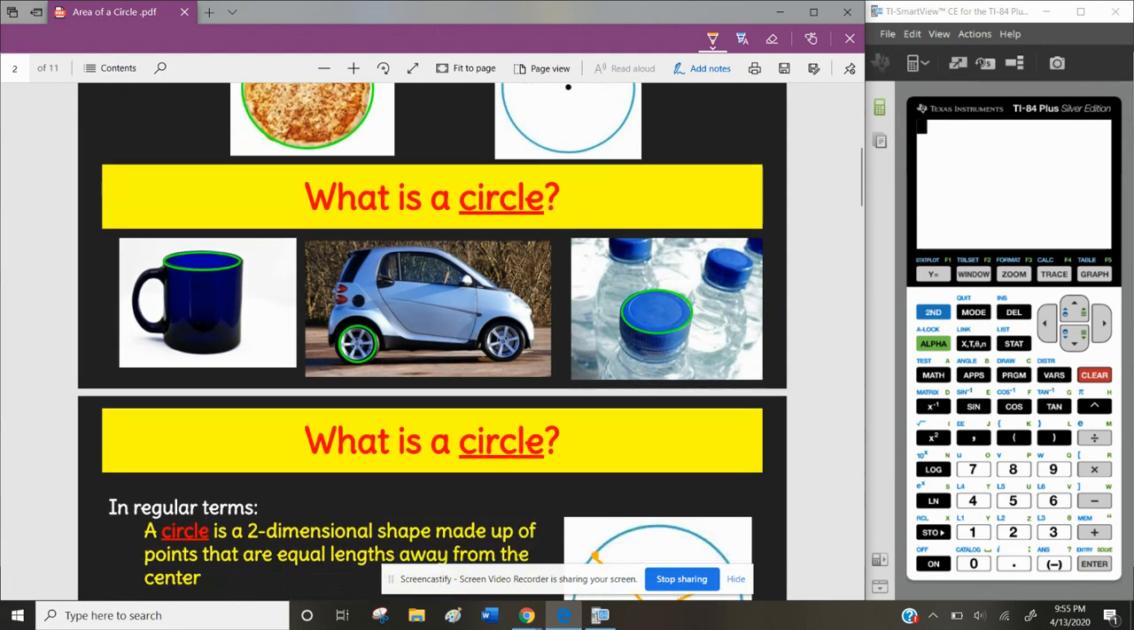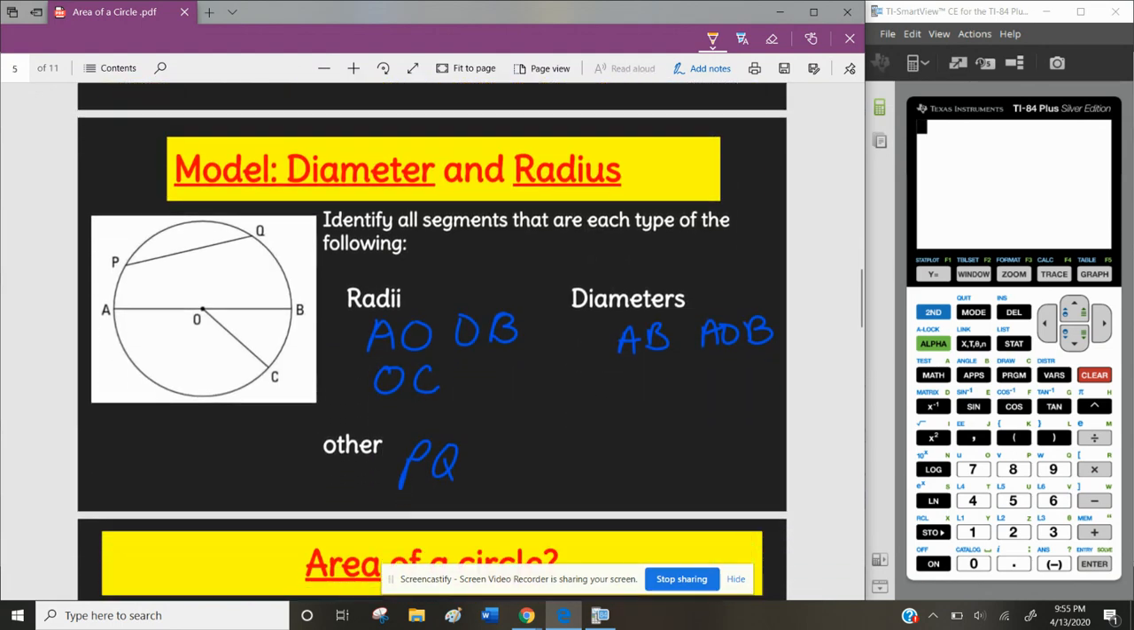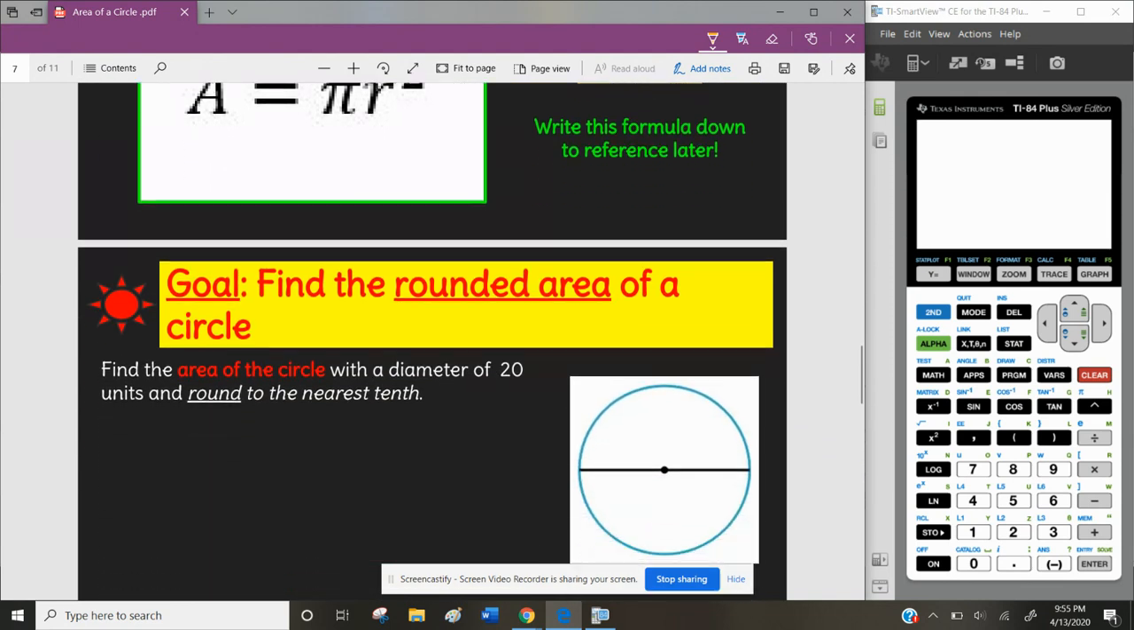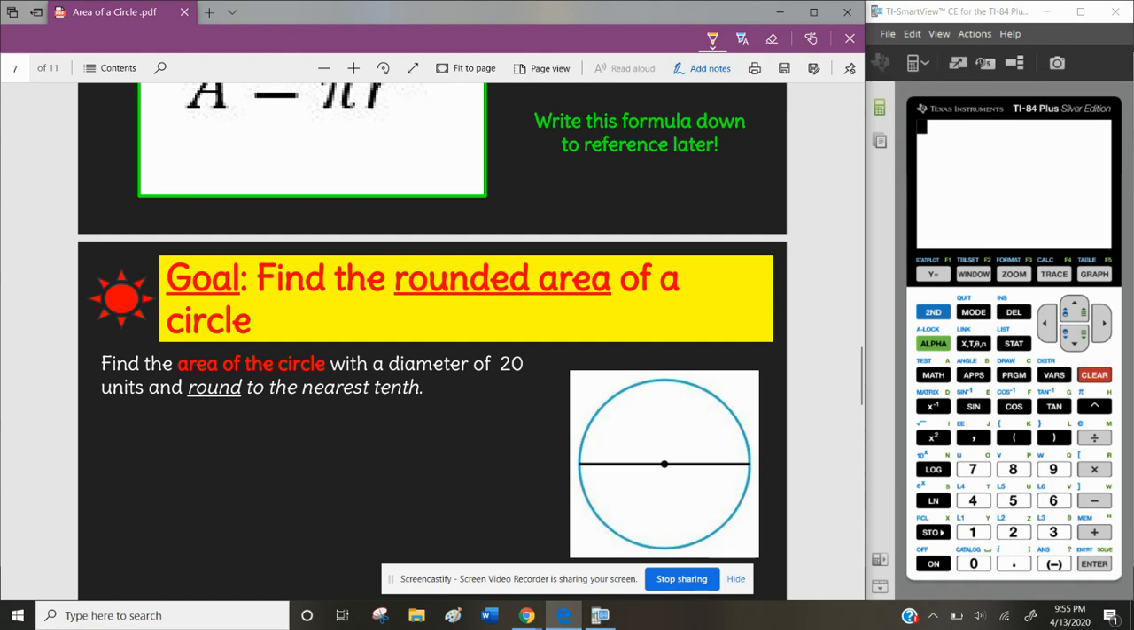So now that we know what a circle is, we know the parts of a circle, we're going to use this formula A equals pi r squared. Write this formula down to reference for later because this is the formula we're going to be using for our calculations. So we want to find the rounded area of a circle.